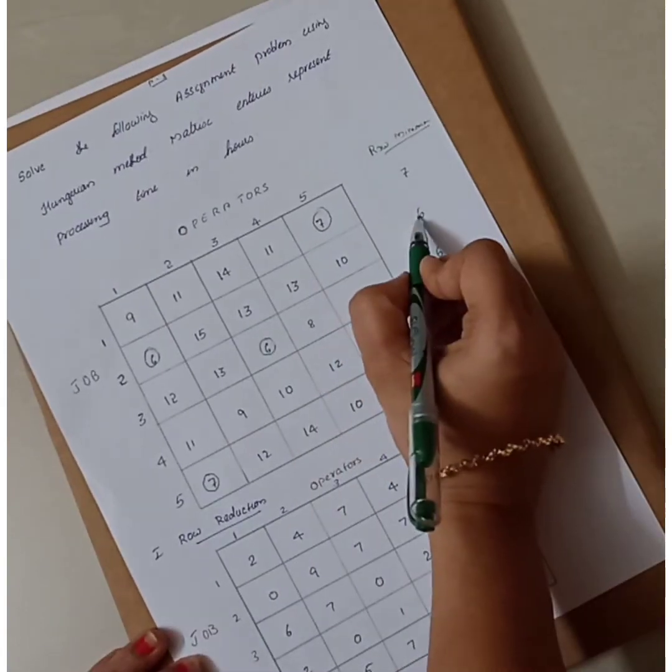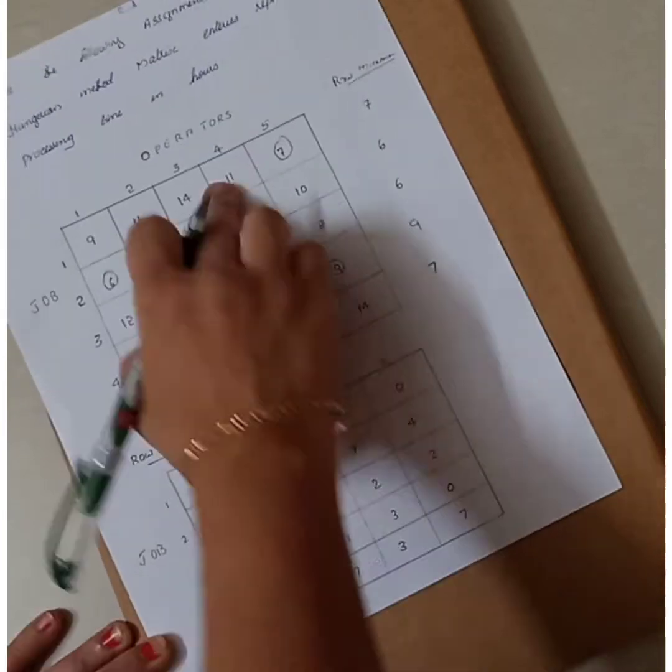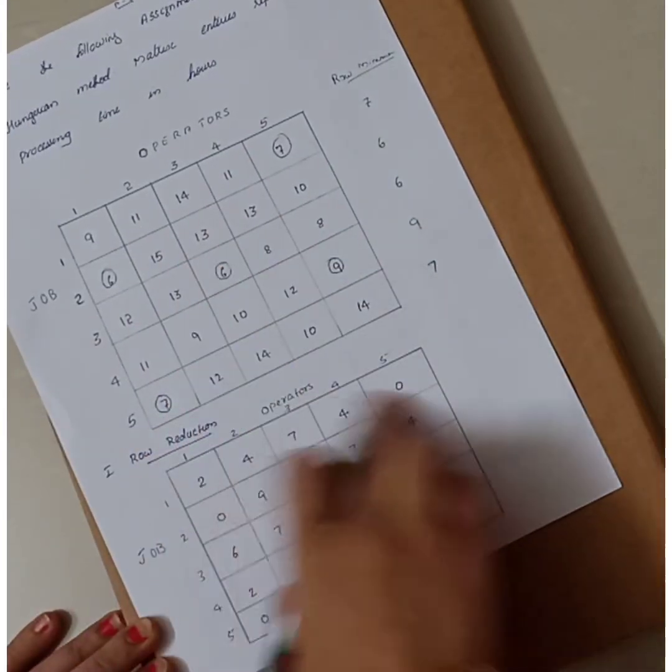Similarly, you have to subtract 6. 6 is the minimum value. 6 from each of these cells. So after row reduction, fine, the value is this.